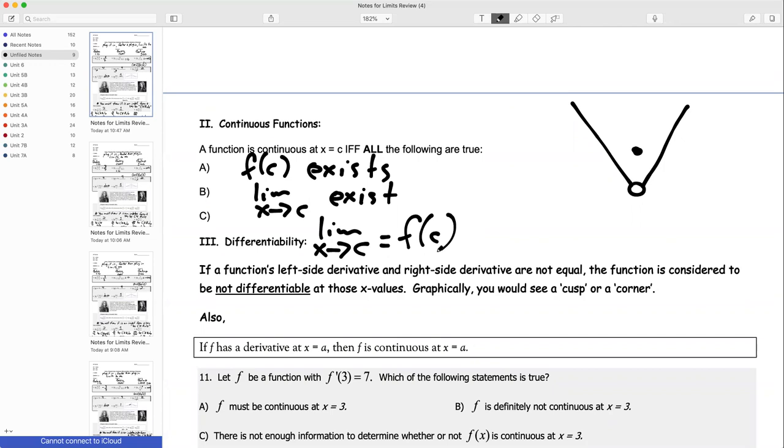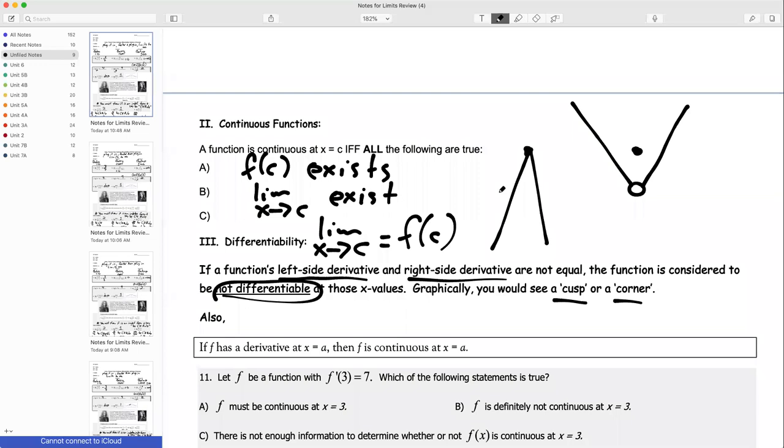Okay. And that leads us to differentiability. If a function's left side derivative and right side derivative are not equal, the function is said to be not differentiable at that point. And graphically, you would see a cusp or a corner. Okay, so I've got a little corner here. This is continuous, the point exists and the limit exists, and they're equal to each other. However, this is not differentiable at the top here because the slope on the left-hand side is some positive number, and the slope on the right-hand side is some negative number. Therefore, it is not differentiable.